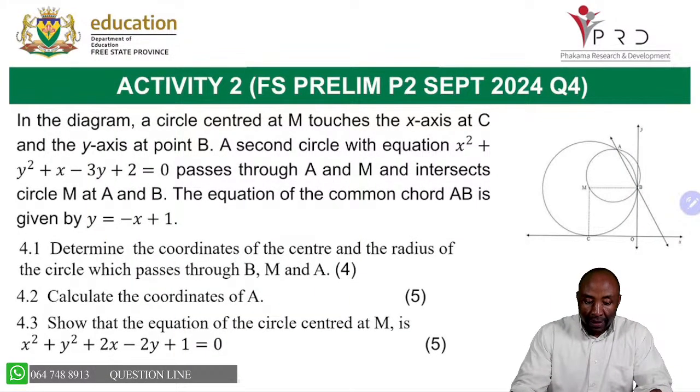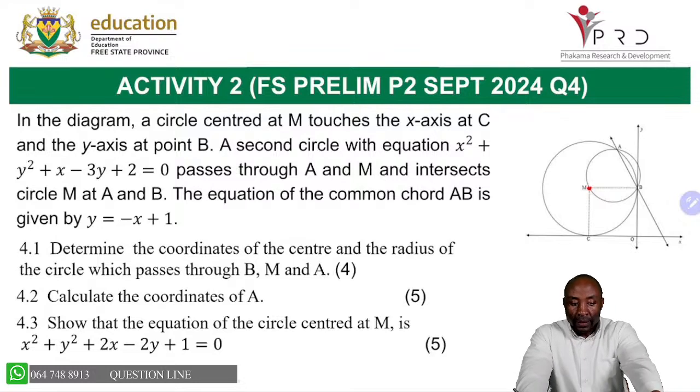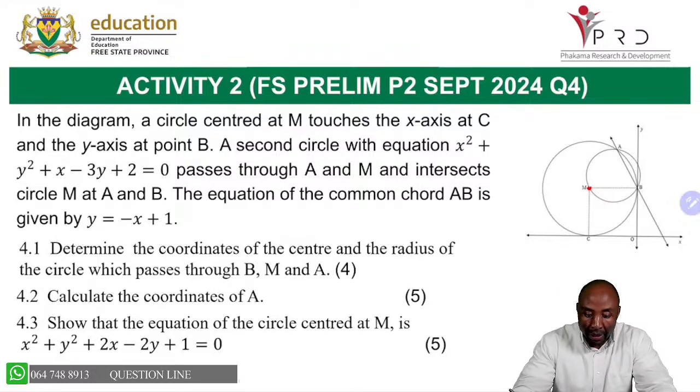Welcome back. I hope you were able to answer this question. Now, it is important that we read the information before we answer the questions again. So we are told that we have a circle, center M, the bigger circle, and we know that it touches the x-axis at point C and the y-axis at point B.